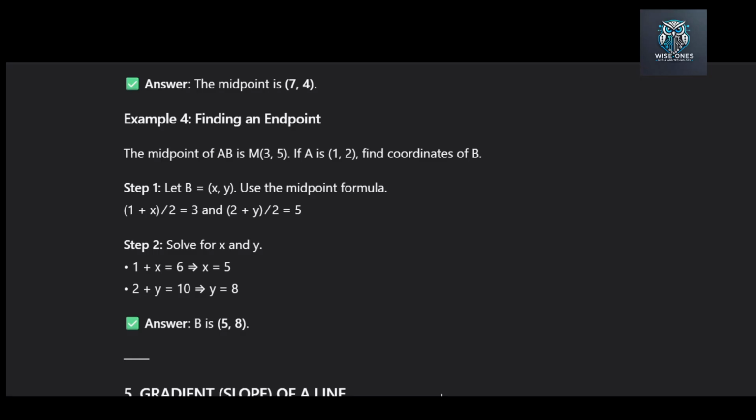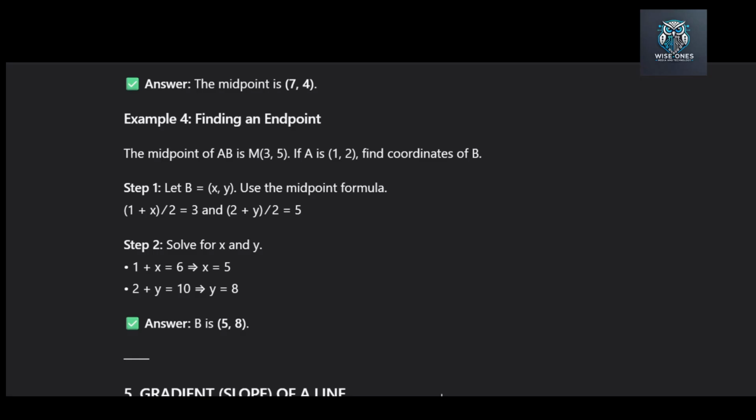Let B equal (x, y). Use the midpoint formula. We know the midpoint x is 3, so (1 + x) divided by 2 equals 3. We know the midpoint y is 5, so (2 + y) divided by 2 equals 5.